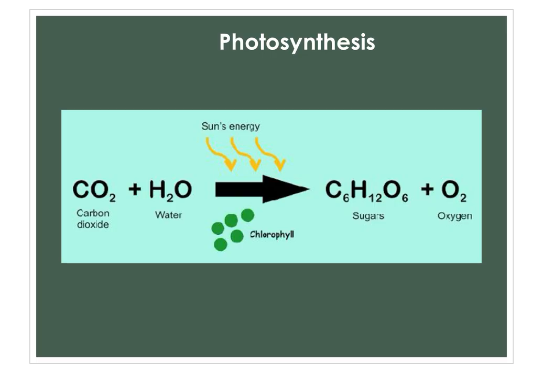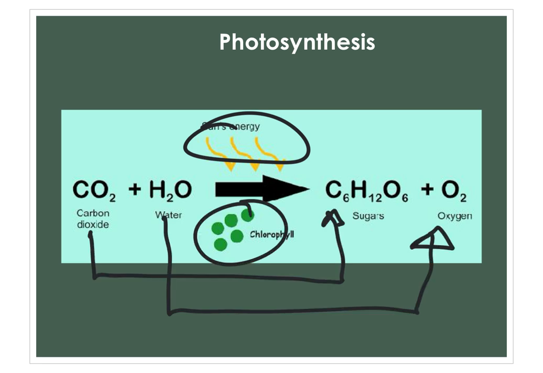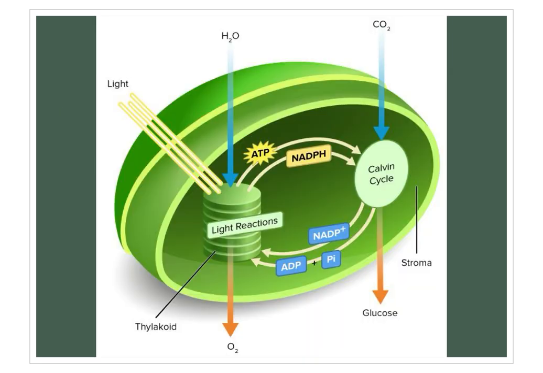Now, we understand the chlorophyll is absorbing the energy. The sun is providing the energy. Now, what is actually happening that allows carbon dioxide to be broken down into glucose and water, producing my oxygen? All right, so we're going to look at the process, and the process involves two different steps.